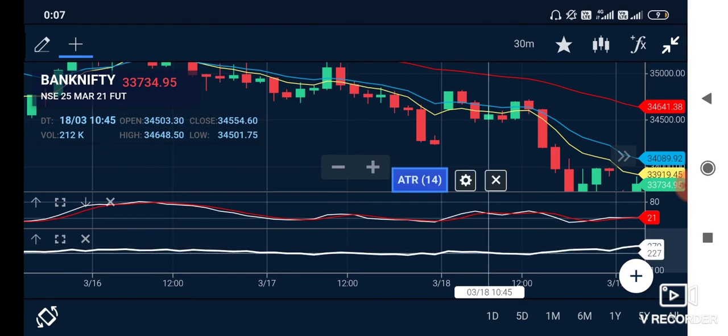So if you consider 227 points at this level, that is 34,554, and that would be about 200 points. Okay, let's just consider 200 points to round up. It's going to be 34,350, and the stop loss is going to be at 34,800.